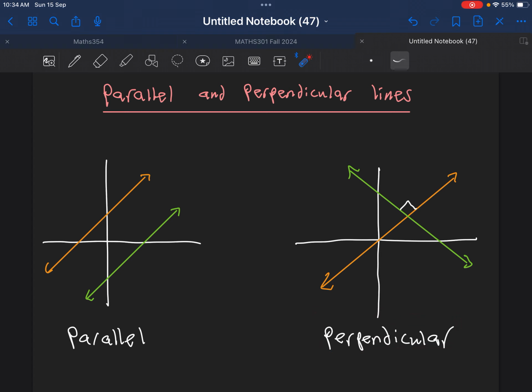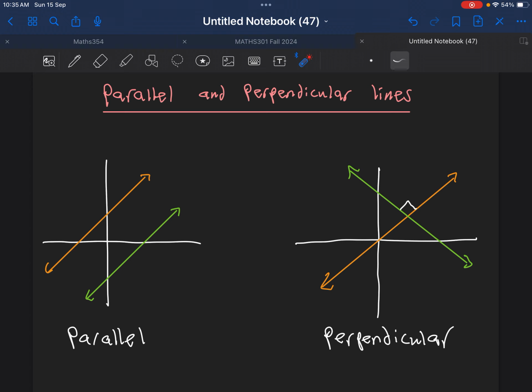Now, for perpendicular, they will meet, they will cross each other, but they will cross each other at 90 degrees. This is very important. We will see it later for business application. But for now, when they meet, there will be a 90 degree angle between them, and we call it perpendicular.